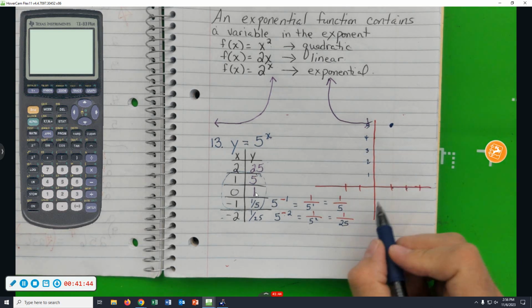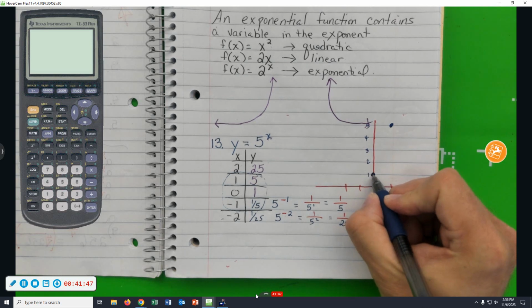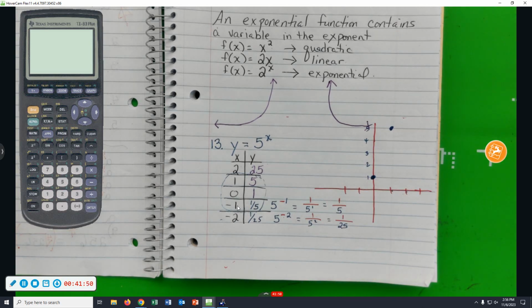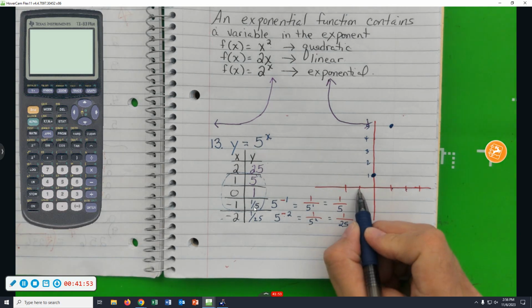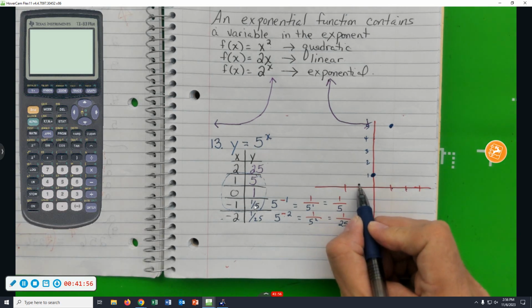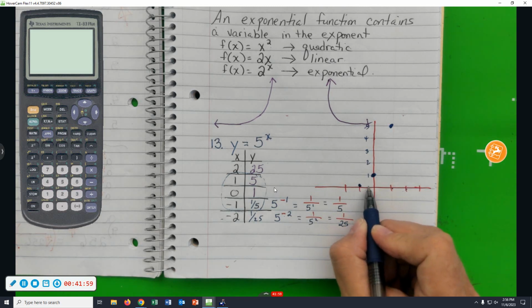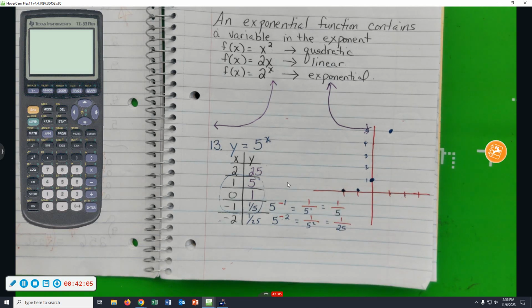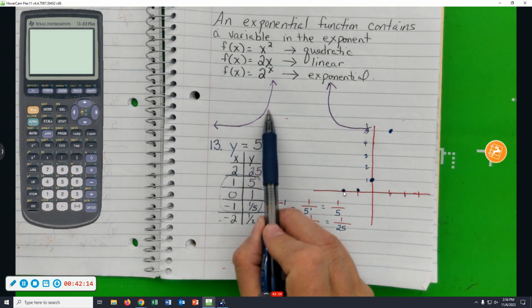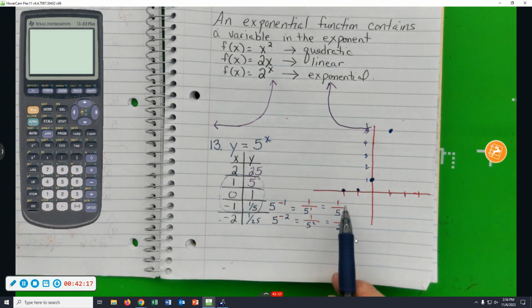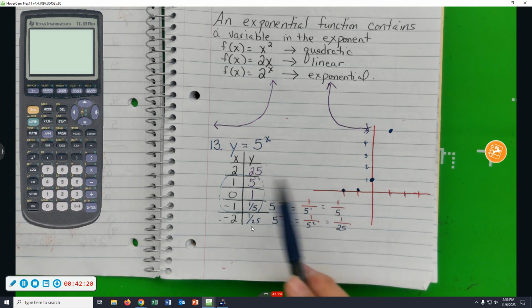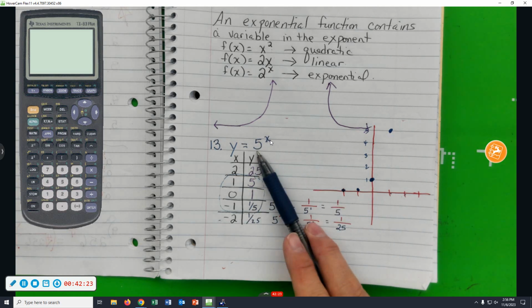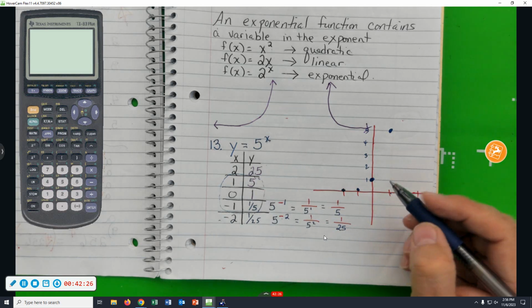Right 0, up 1. So the y-intercept is at 1 on the y-axis. Now, left 1, up 1/5. Okay, this is where it's flattening out. See, 1/5 almost looks like 0. 1 over 25, that's really going to look like 0. It looks like the points are sitting on the x-axis, but they're not, they're just really close. There's always going to be a little space between the graph and the x-axis because there's no number you can put in to make the y value 0. A positive number to any power must always be greater than 0.